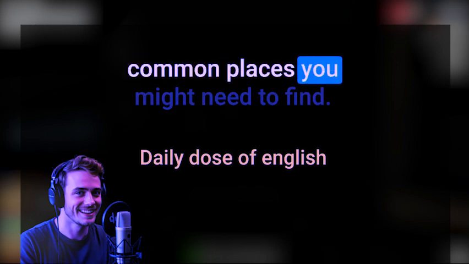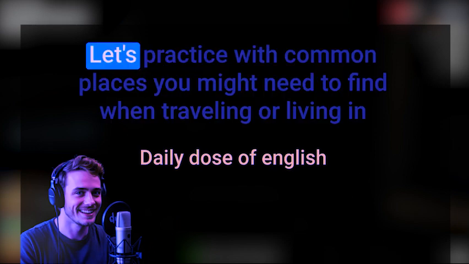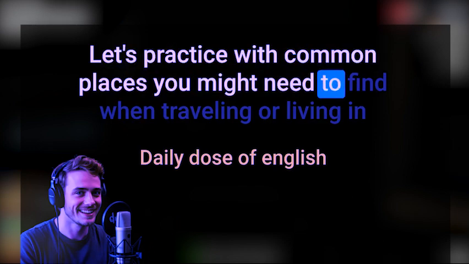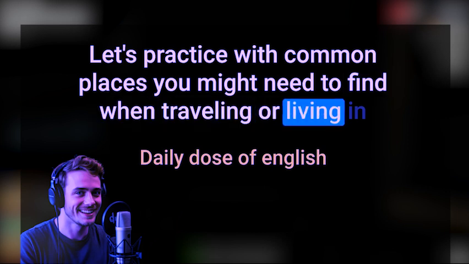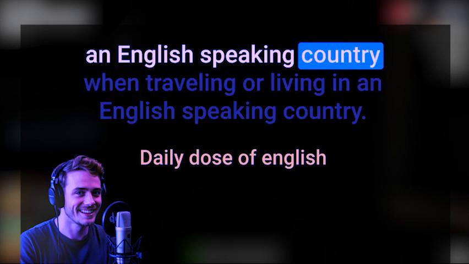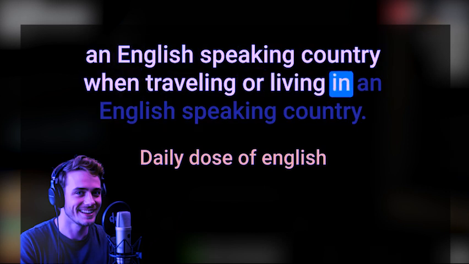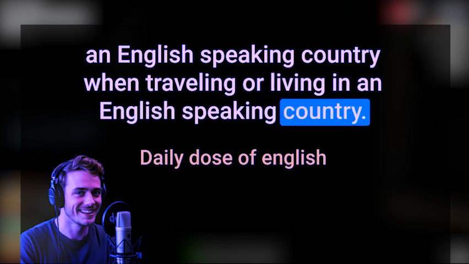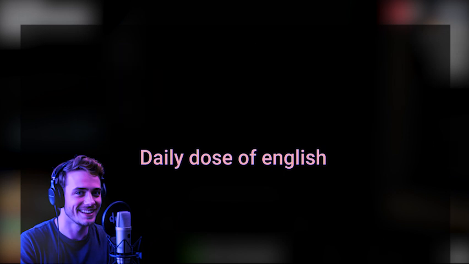Common places you might need to find. Let's practice with common places you might need to find when travelling or living in an English-speaking country. Now you repeat.